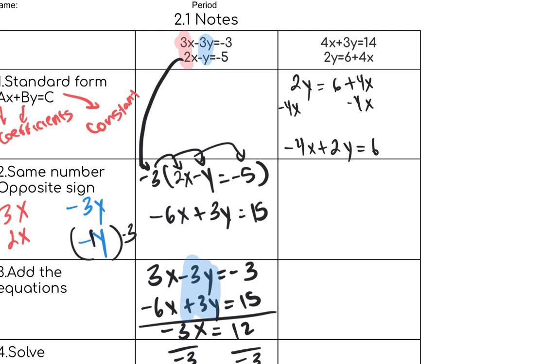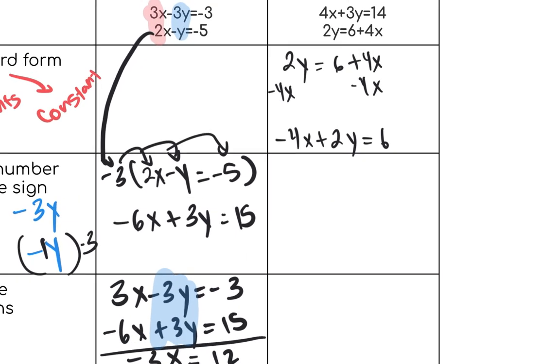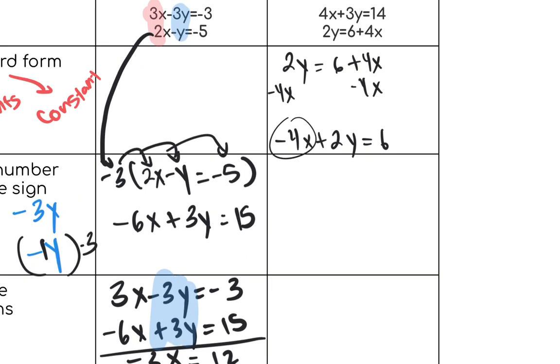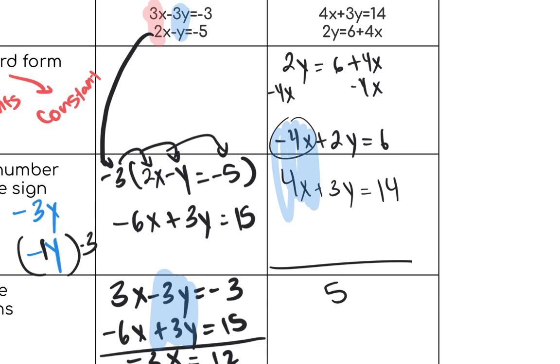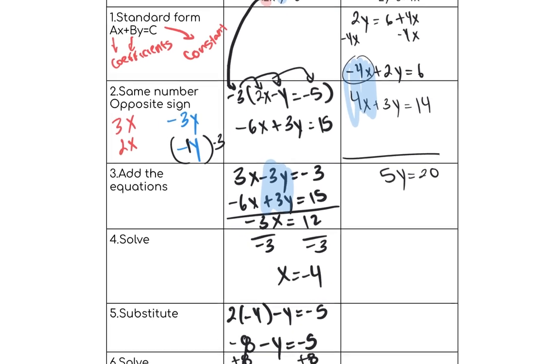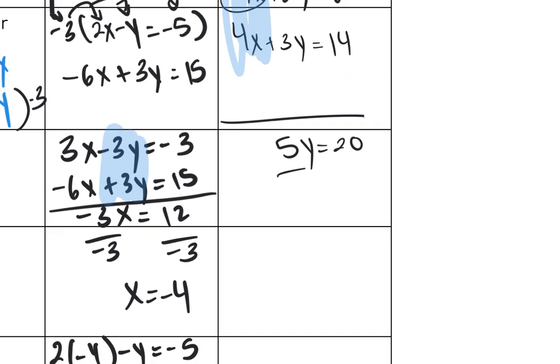I have already a positive 4x. So I can say I already have same number, opposite sign. I have a negative 4x here and a positive 4x with the 3y. That means I can add those two equations. When I do, the x's are going to go away. The y's become 5y equals 20. So from there I can solve for y.